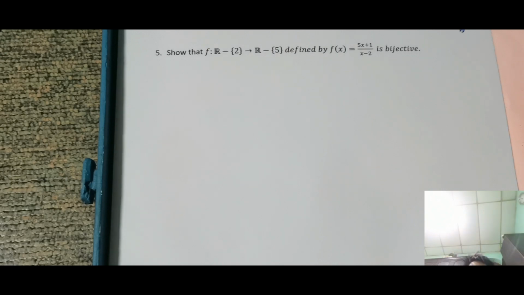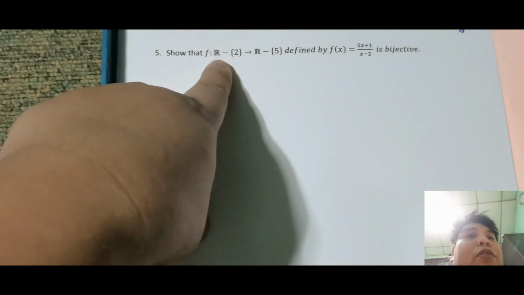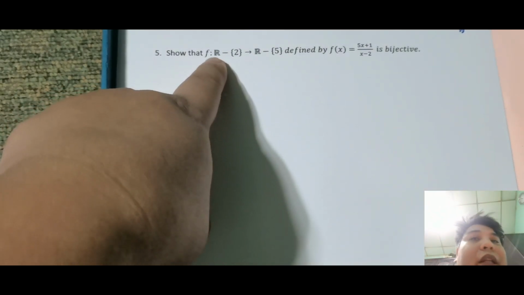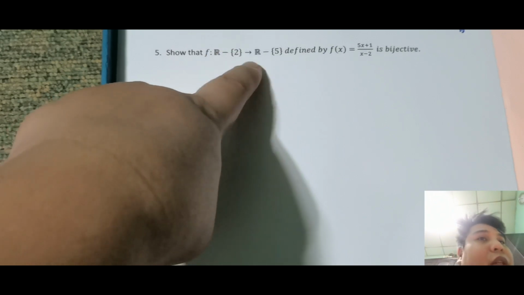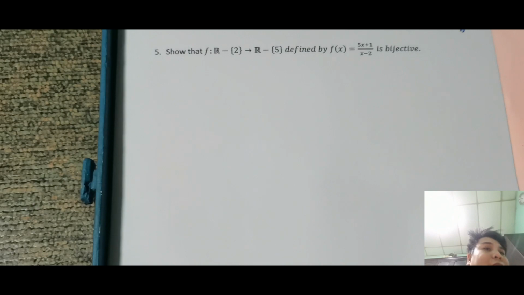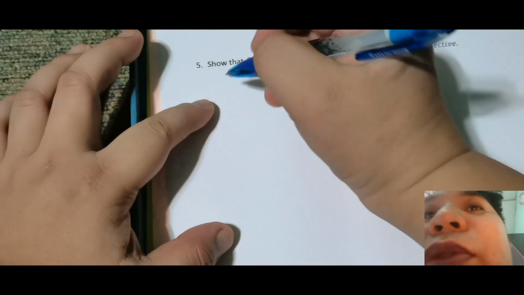Show that f mapping from R not including 2. So yan yung real number, hindi kasama si 2. Okay, yan yung kanyang domain. Real number, hindi kasama si 2. Going to real number, hindi kasama si 5. Okay, ayun yung ibig sabihin yan. Ha? So, may ibig sabihin bakit hindi ko sinama si 2, bakit hindi ko sinama si 5. Okay, so, consider natin. So, proof, ito yung proof.